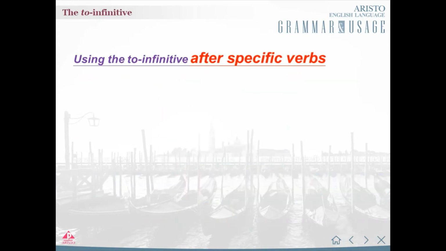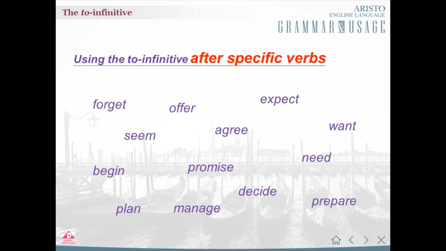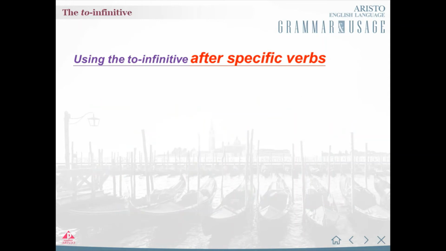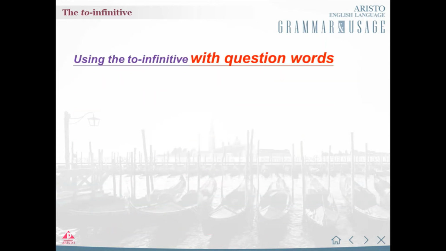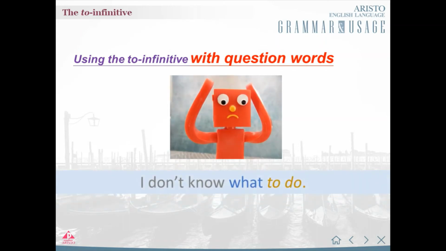The to infinitive can also be used after specific verbs. For example, want, plan, decide, and many others. For example, in the sentence, "They plan to move to their new home next month," a to infinitive is used after the verb plan. We can also use the to infinitive with question words. Let's take the example, "I don't know what to do." The to infinitive to do is used after the question word what.